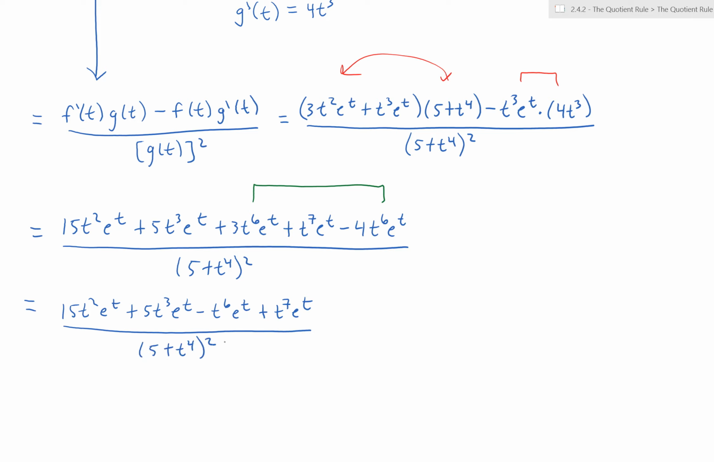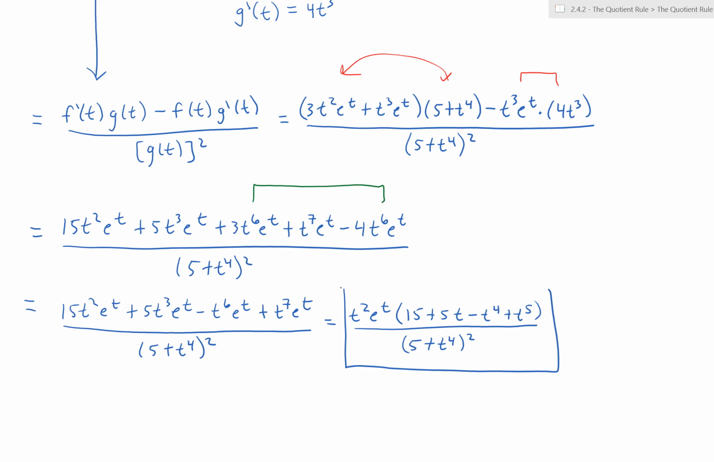And then last thing we really could do is factor out a common factor, which here is a t squared e to the t. So I get t squared e to the t times the quantity 15 plus 5t minus t to the fourth, and then plus t to the fifth. All of that divided by 5 plus t to the fourth quantity squared. And that's probably about as good as it's going to get here.